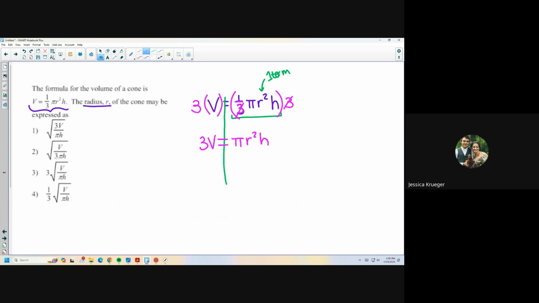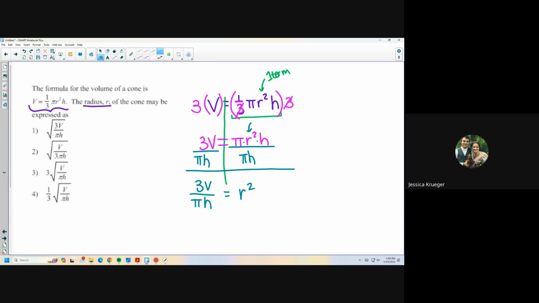I'm still trying to get r by itself. Pi and h are attached to r with multiplication, so we get rid of it using division. So I'm going to divide both sides by pi h. That's going to give me 3v over pi h equals r squared.